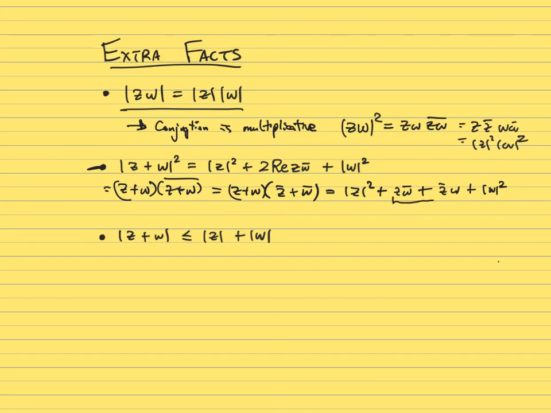The main point now is that z w bar plus z bar w is z w bar plus its conjugate. So this ends up being twice the real part of z w bar. We could have also written it as twice the real part of z bar w, because the real part of a complex number and its conjugate are the same. Okay, so you can expand |z plus w| squared, and this gives us an easy way to prove the last thing, which is the triangle inequality.